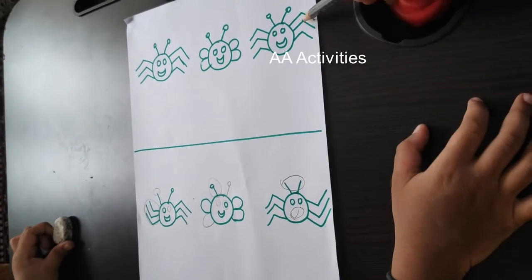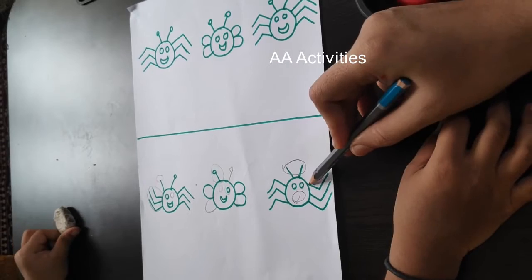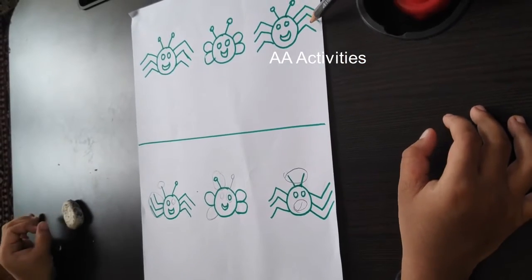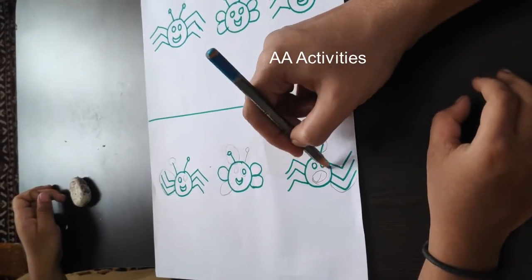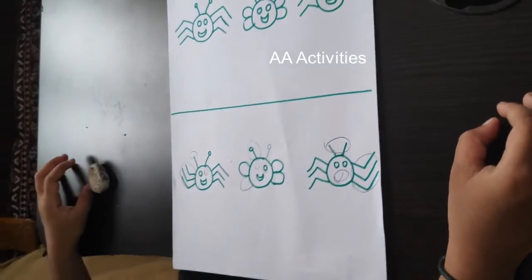See, here I can see a difference, right? This is upward, this is downward. It should be downward, right? But it is upward. So this is one difference. Like this, do circle, okay?